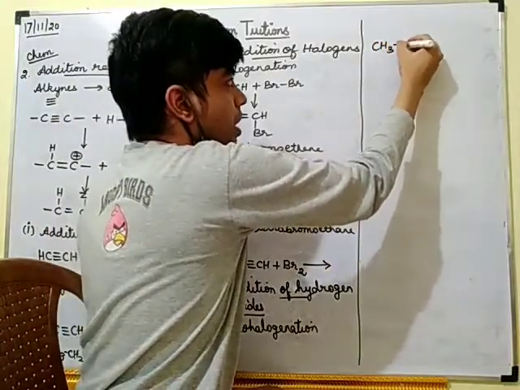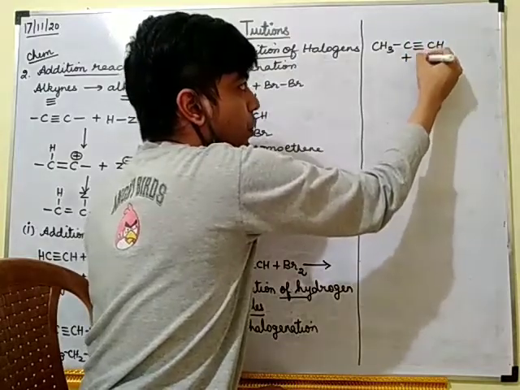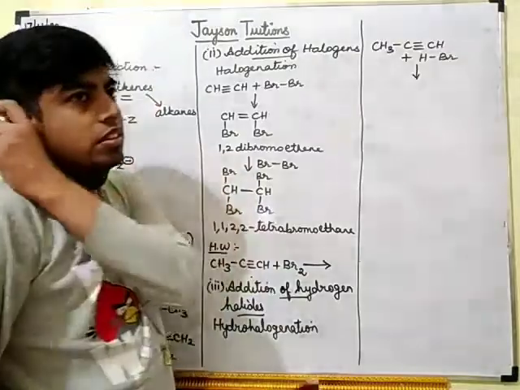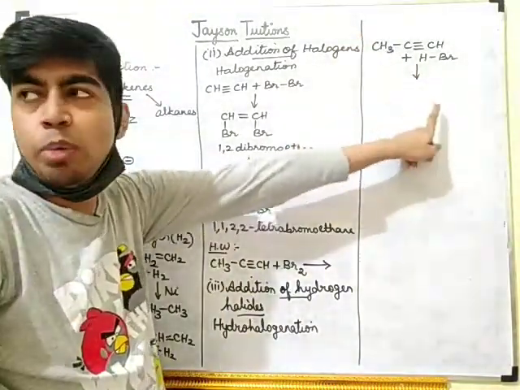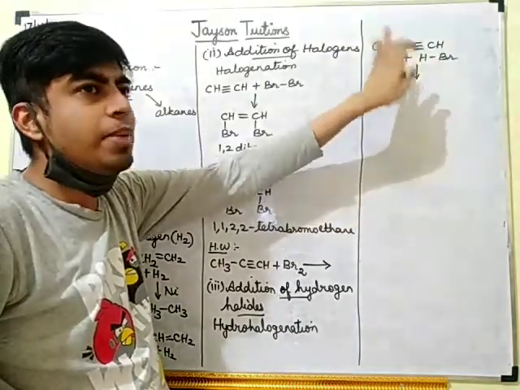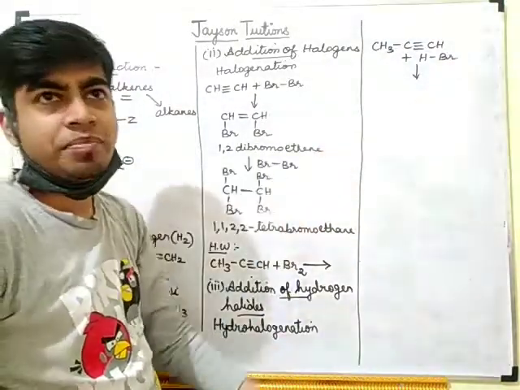CH3 C triple bond CH. In this I am going to add HBr. So hydrogen will be added to one carbon and bromine will be added to another carbon. In which carbon will hydrogen be added and in which carbon will bromine be added?